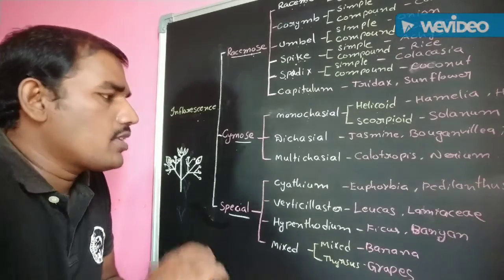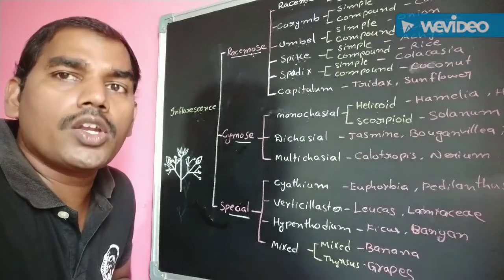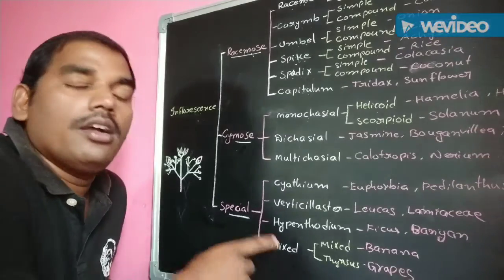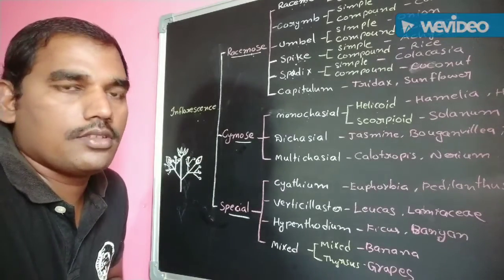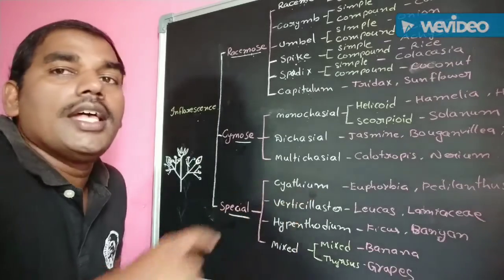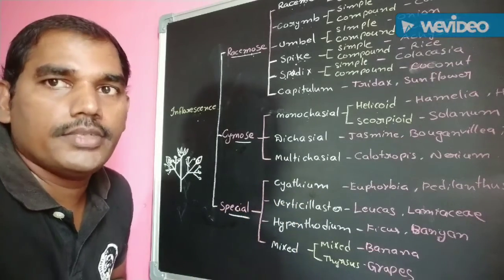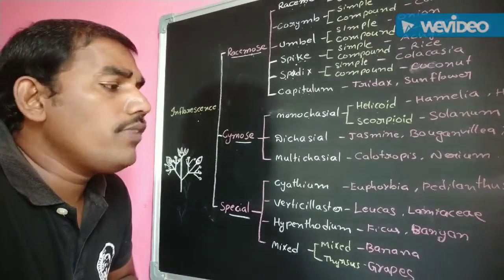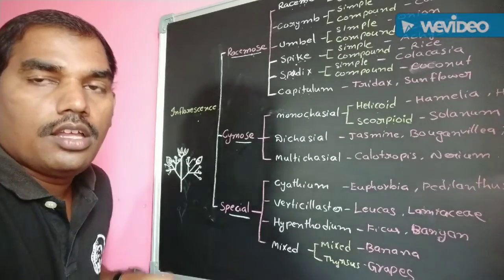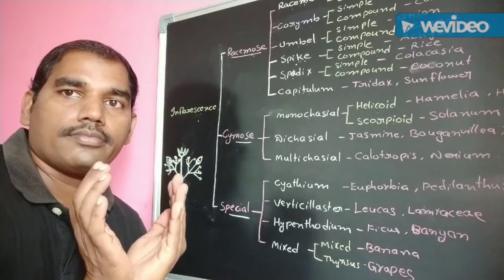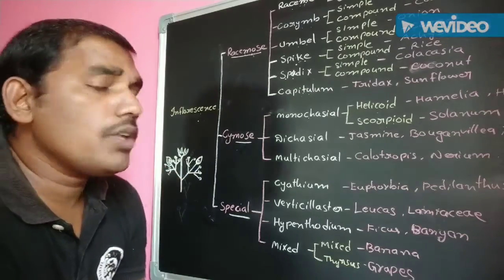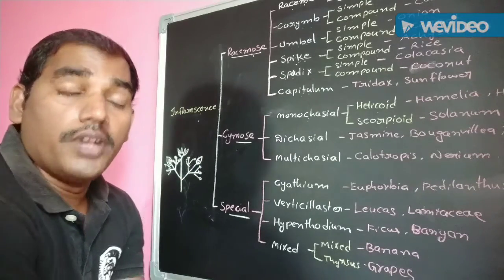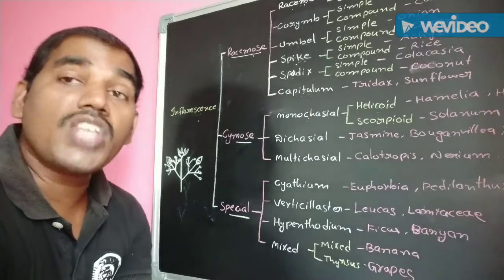Special type of inflorescences are mainly three categories according to your intermediate syllabus, but another one, mixed inflorescence, is also added to our NEET syllabus. Next one, special type of inflorescence is cyathium inflorescence. In this cyathium inflorescence, the inflorescence axis looks like a cup-like structure. And this cup-like inflorescence axis consists of unisexual flowers arranged in centripetal or cymose manner.